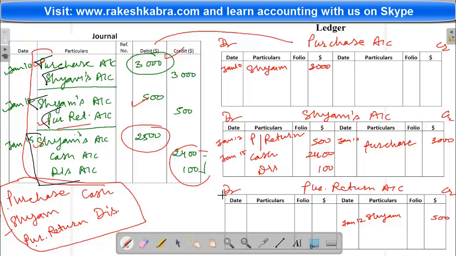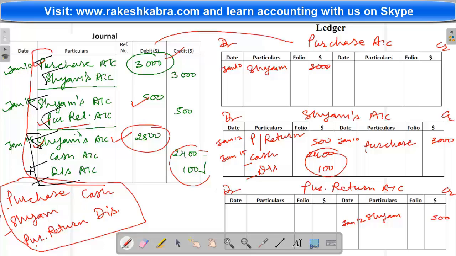Getting my point? See, 2,500 is there. Shyam's account is debited with 2,500. So on the debit side I wrote 2,500, but on its opposite side there are 2 accounts, so I have to write the name of both the accounts. So I wrote cash with 2,400 and discount 100. Done. Now we are to make posting in which account? Cash account and discount account.